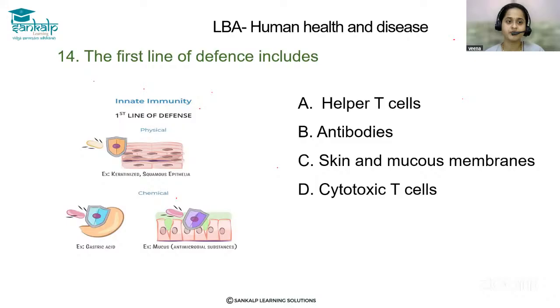Let's solve question 14. The first line of defense includes. So dear students, we have already discussed the innate immunity part in the first question itself, right? What do you mean by innate immunity? Innate immunity is the immunity that is present at the time of birth itself, and it includes four barriers: first physical, then physiological, then cellular, and then cytokines.